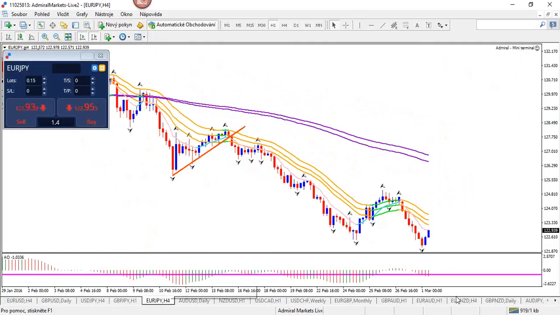Euro yen is not ready for that. It doesn't have divergence as yet. This is still building. This is still bearish momentum continuing.